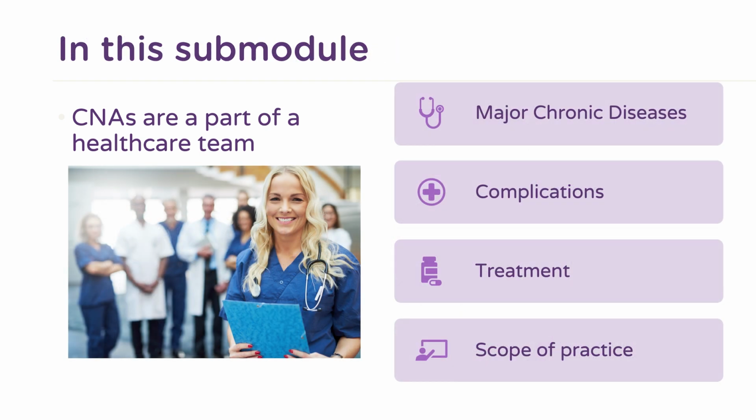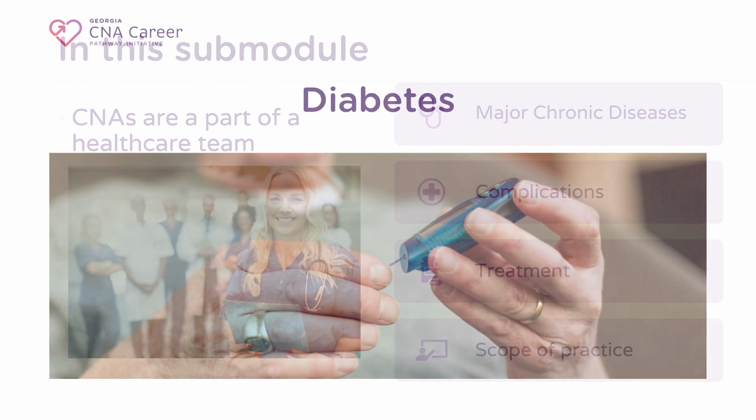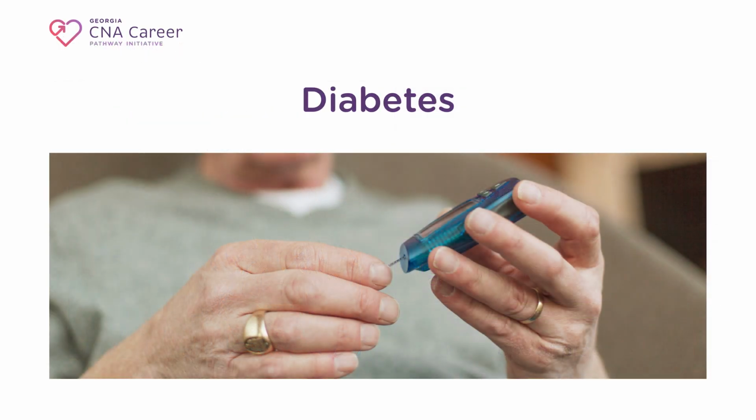In this lesson, we will cover some of the common chronic diseases that are affecting CNA patient populations. For each condition, we will introduce terminology, risk factors, complications, treatment, and your scope of practice. Let's start with diabetes. The key distinction between type 1 and type 2 diabetes lies in their underlying causes, age of onset, insulin dependence, and treatment approaches.